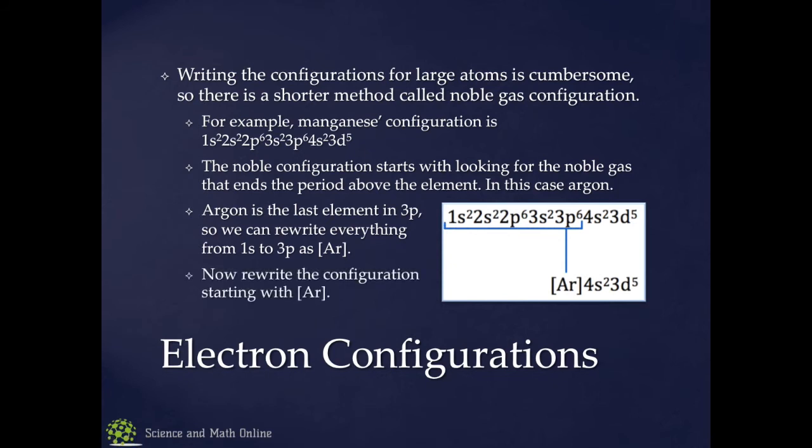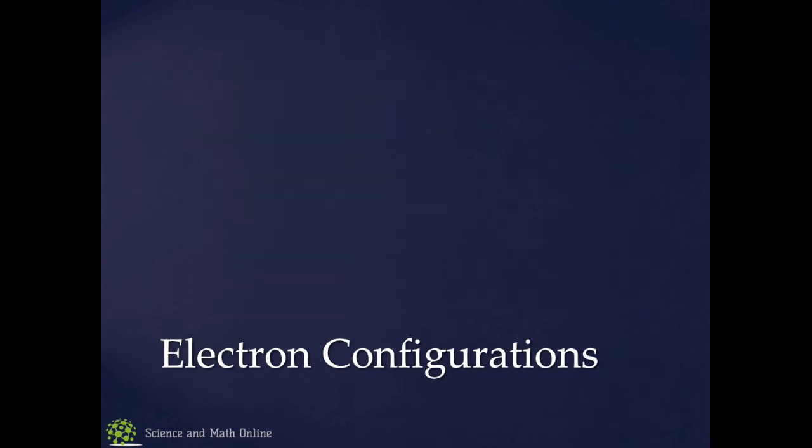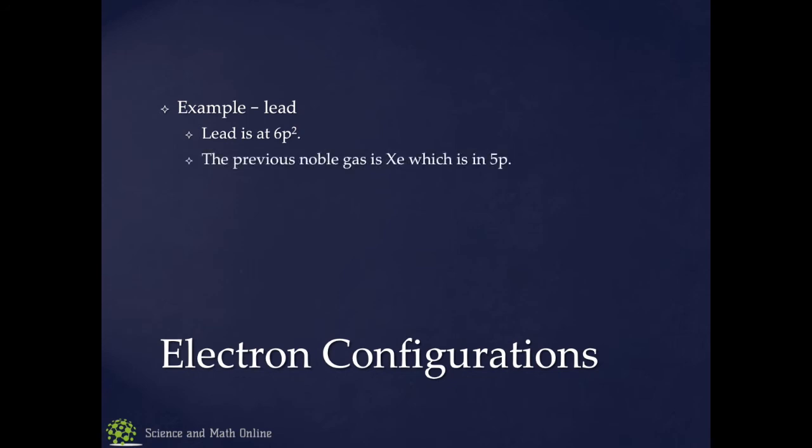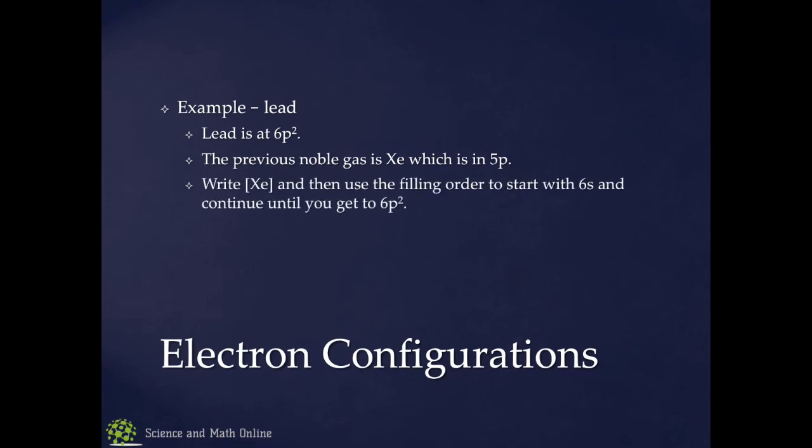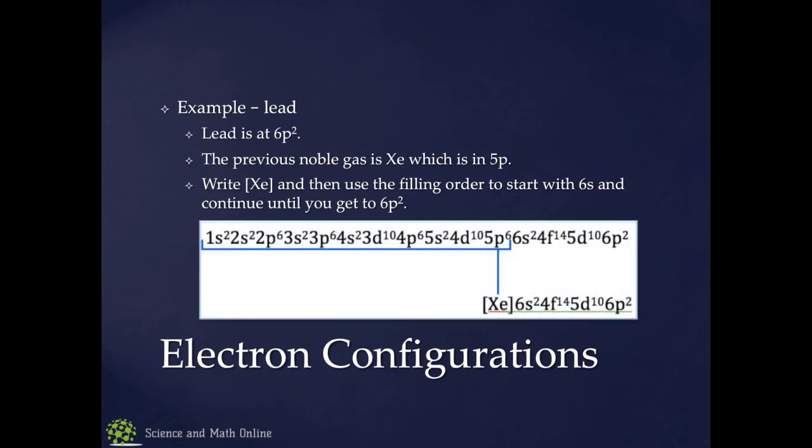But let's look at something significantly larger. Okay? Let's look at lead. Lead is in 6p2. It's in the p block, the 6th row on the periodic table, and it's the 2nd one over. So it's at 6p2. So if we go to the end of the 5th period, the end of 5p, we find xenon. We can then use xenon to write the filling order all the way from 1s all the way to 5p, and then we can start after that to finish the configuration.